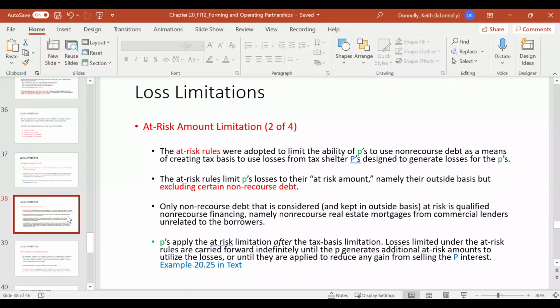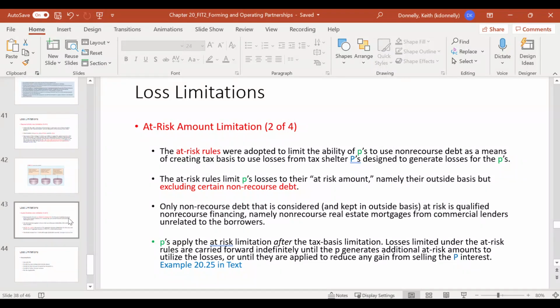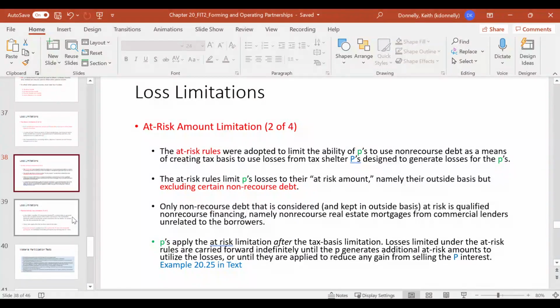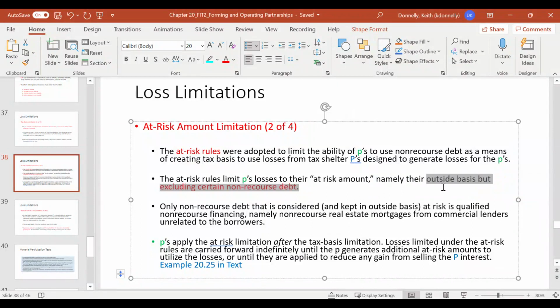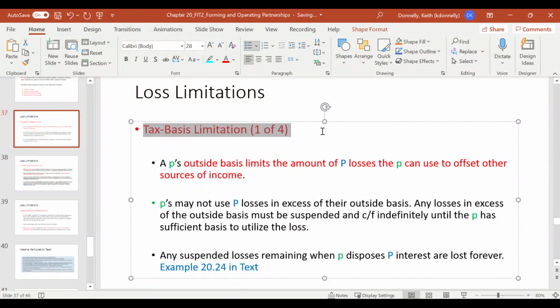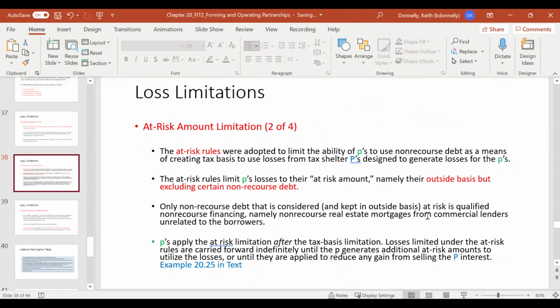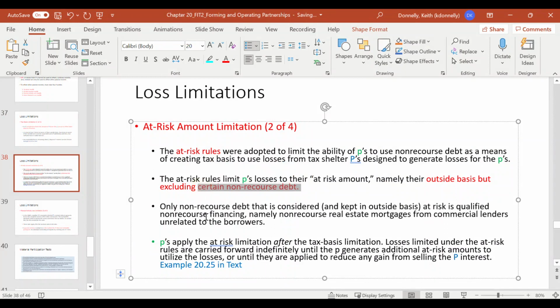The next item here is the at-risk limitation, right? This is the second hoop you got to jump through. Now, really, all the at-risk rules are, when you're looking at it, all it really is outside basis, but excludes certain non-recourse debt. So traditionally, your tax basis minus certain recourse debt is going to give you your at-risk amount.